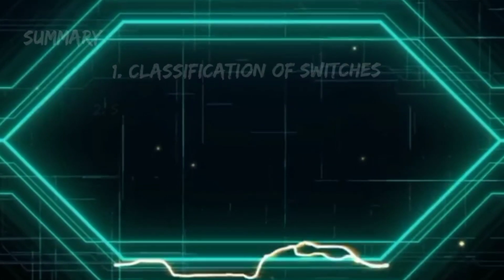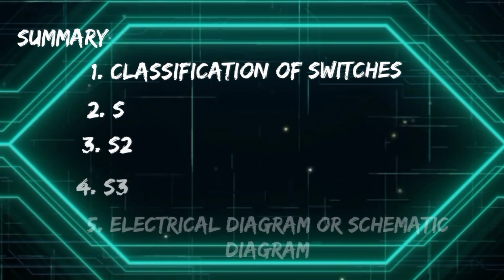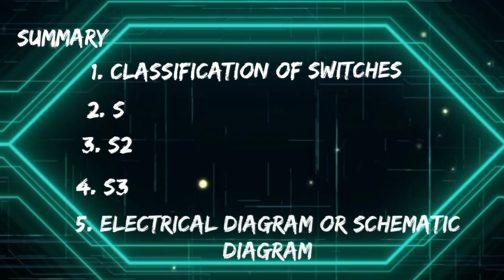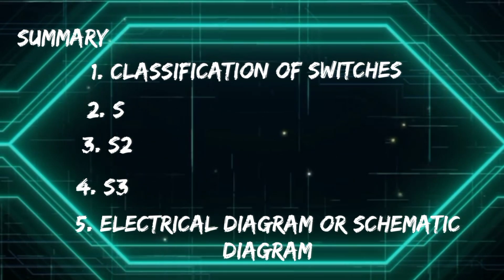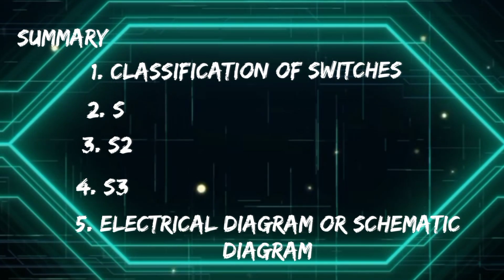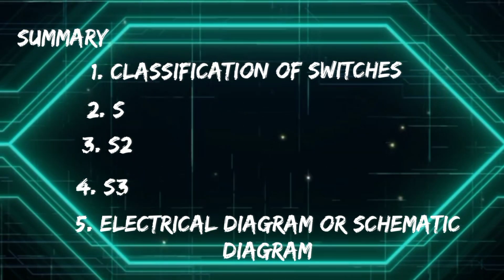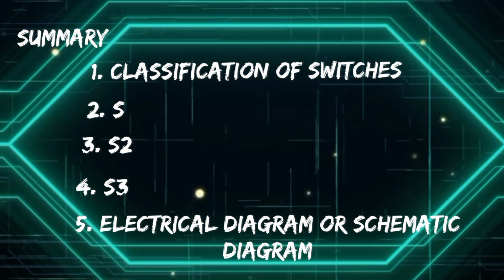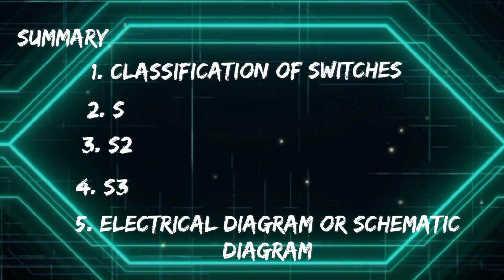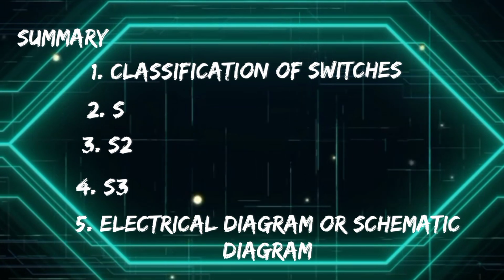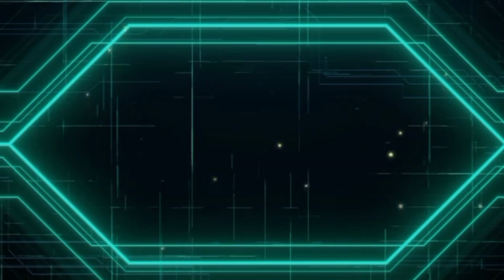Today we have discussed the classification of switches, flush type and surface type. And number 2, single pole single throw switch, 1 gang. SPST switch, 2-gang. SPST switch, 3-gang connection. And number 5, electrical diagram or schematic diagram. Through a schematic diagram, we can easily understand the connection of a circuit, as well as identify the faulty wiring connection.